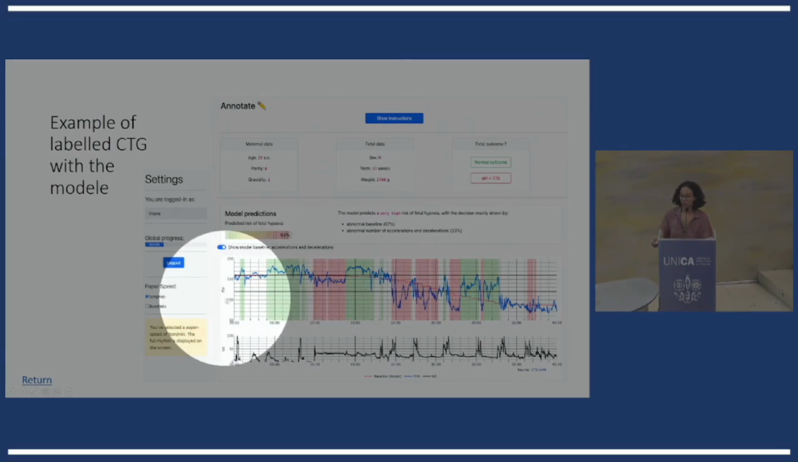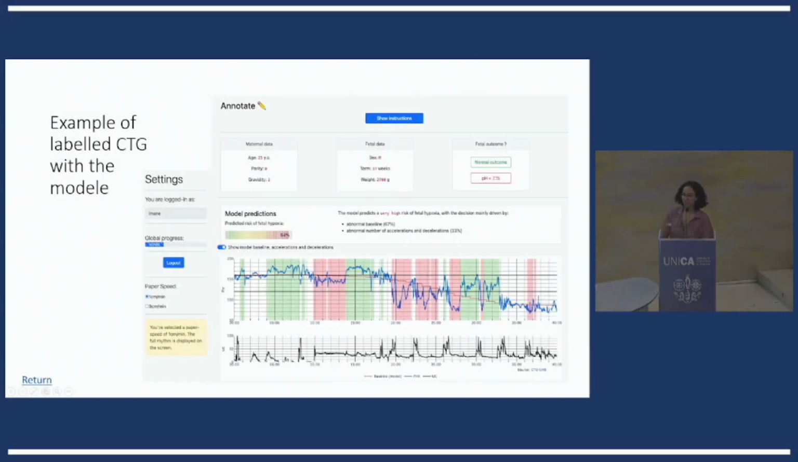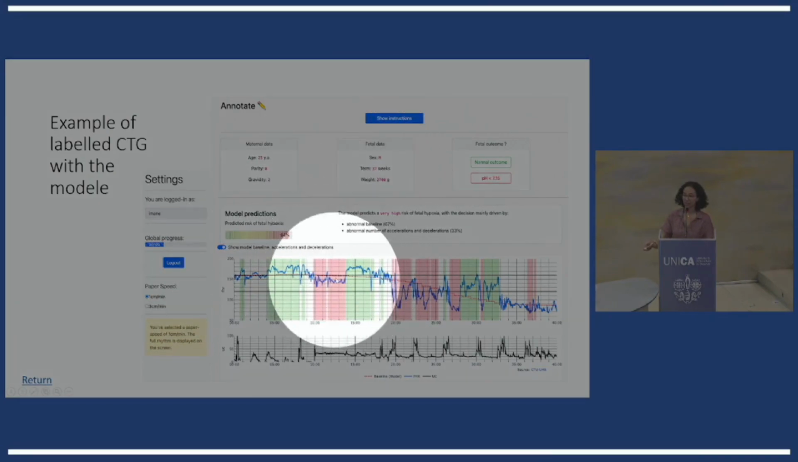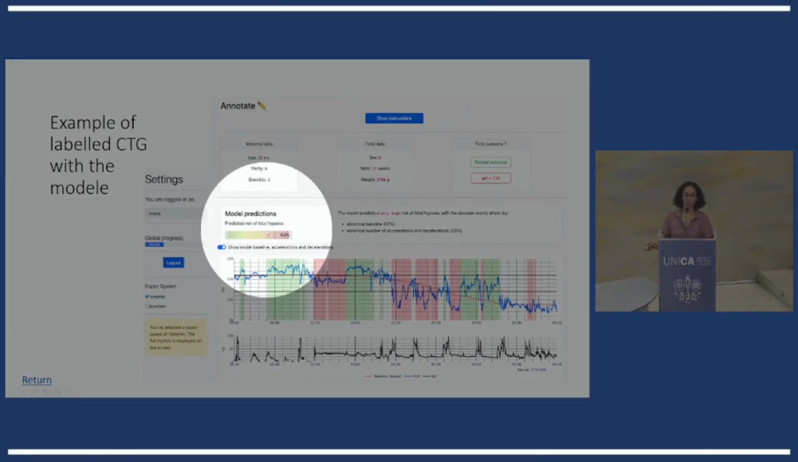And the third level of annotation was visual. It's better without the pointer. We draw the baseline, what the computerized CTG thinks is the baseline, and we show the accelerations in green and the decelerations in red. They also have the uterine contractions below, and they can choose the paper speed, whether they are more comfortable with 1 centimeter or 3 centimeters per minute. So this is the interface they had when they had a computerized CTG.